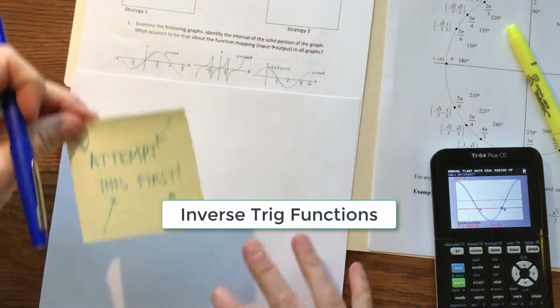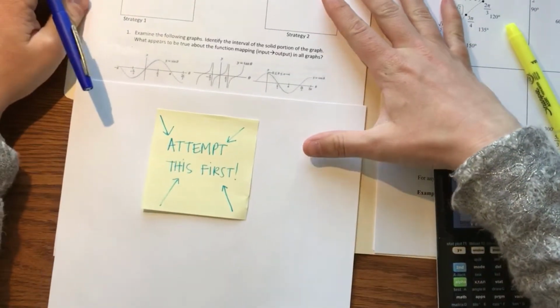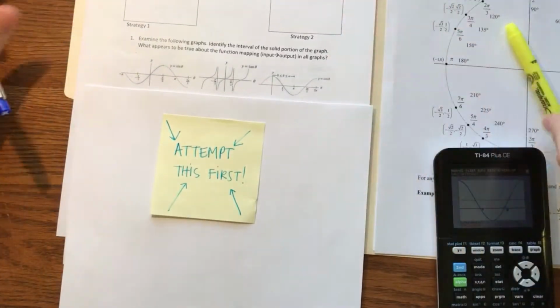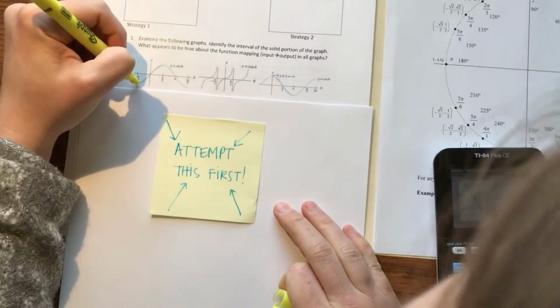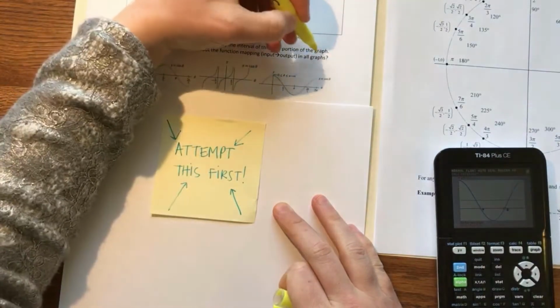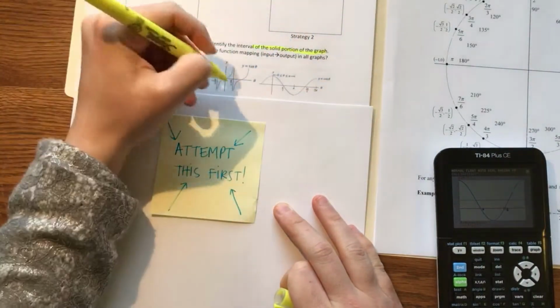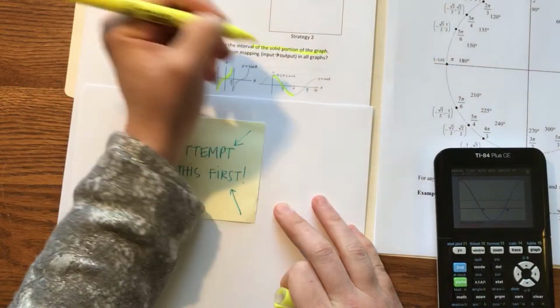So attempt this first. Make sure you pause the video and attempt this problem. It asks, to examine the following graphs, identify the interval of the solid portion. So here I have the solid portion of the graph. Solid portion of the graph, we can trace it.